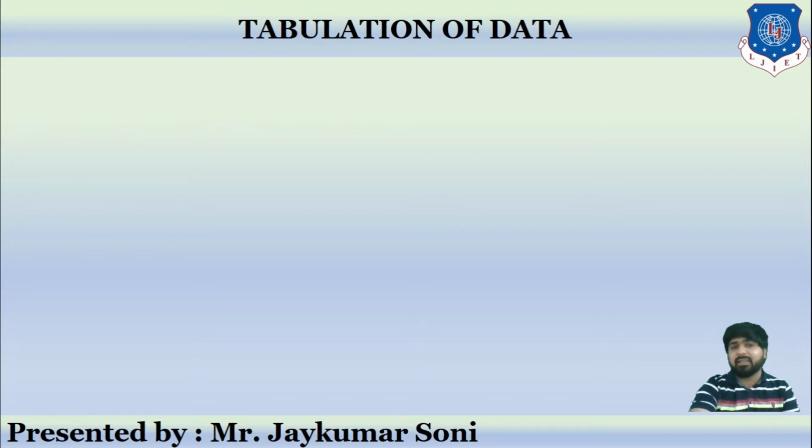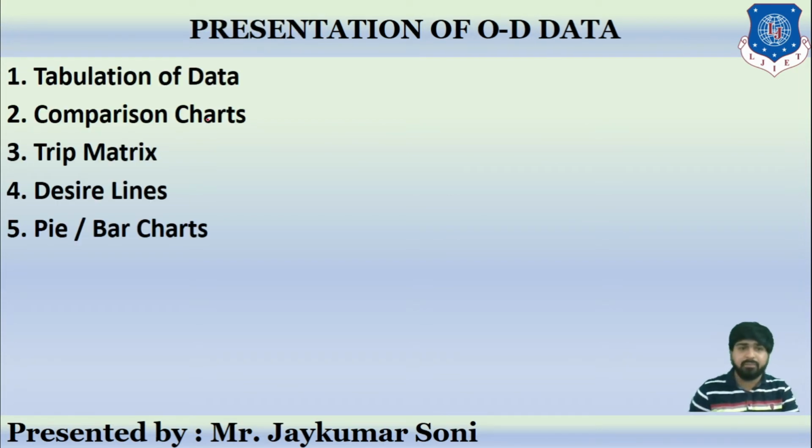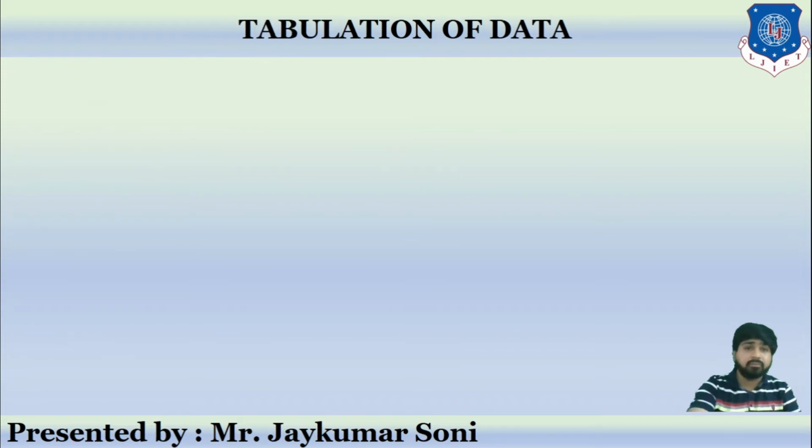It can be either in the form of tabulation data, means in the form of tables. Tabulation means table. Then it can be in the form of charts, in the form of trip matrix, in the form of desire lines, and it can also be in the form of pie charts or bar charts. Let us learn all the things one by one.